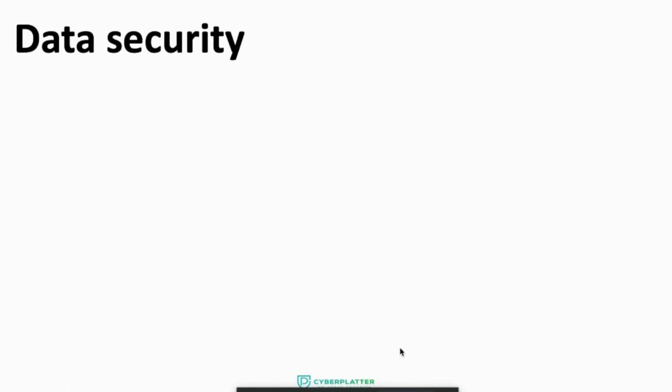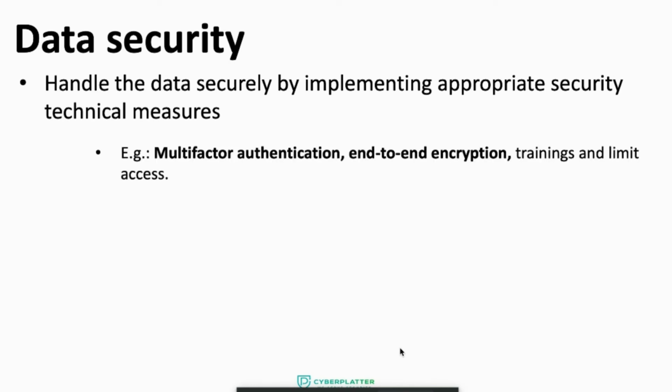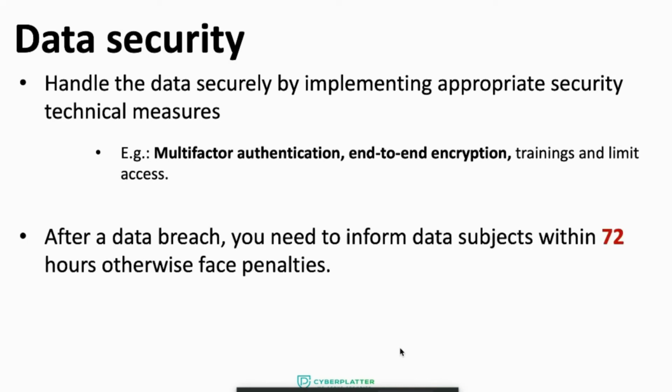Data security. The data controller must handle the data securely by implementing appropriate security controls, such as multi-factor authentication to access the systems where data is stored or processed, end-to-end encryption on the data, and limiting the access to these systems. In case of a data breach, the organizations must inform data subjects within 72 hours of the breach. Otherwise, organizations could face penalties.